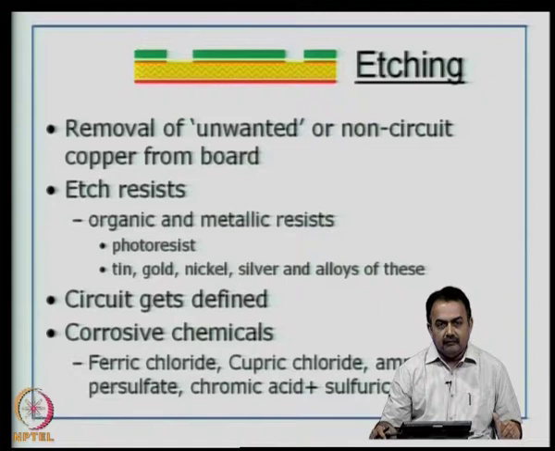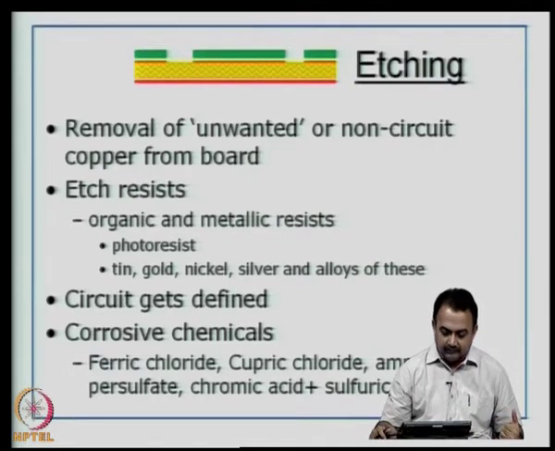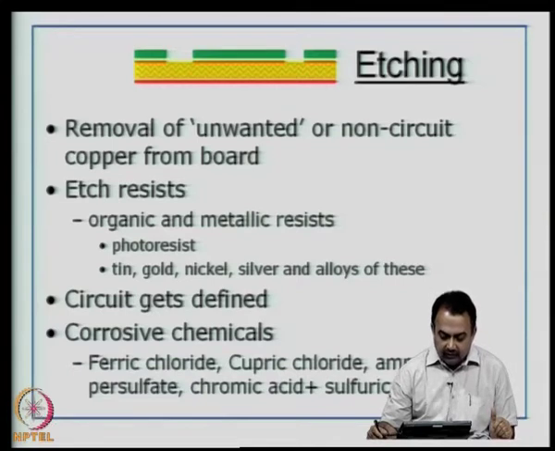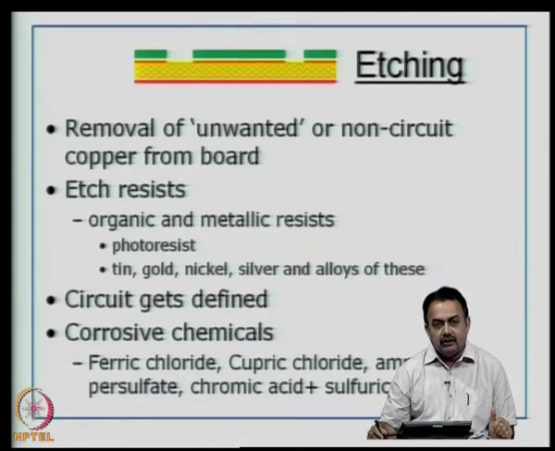If you recollect, we have used dry film or a wet film photoresist, we have applied UV light, and then we have cured the board, we have developed the board, and now the board is ready for the etching process. Now, etching, as the term indicates, is the removal of unwanted or non-circuit copper areas from the board.